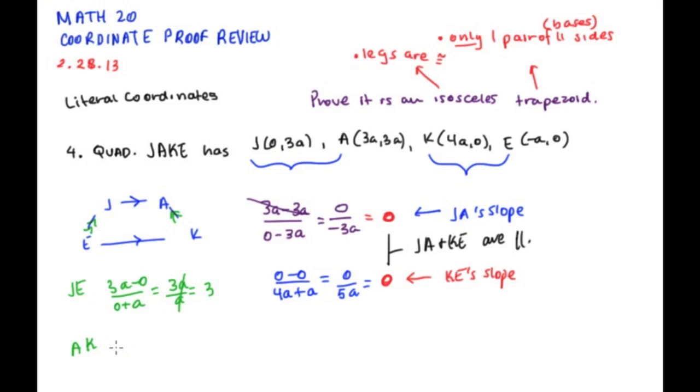For AK, it's going to be 3a minus 0 over 3a minus 4a. It's going to be 3a minus a. The a's cancel out, so it's going to be negative 3. So, as you can see, these slopes are not the same. So, therefore, these are not parallel. So, we know for sure that JAKE is a trapezoid, because it only has one pair of parallel sides. Kind of cool when you're using literal coordinates.